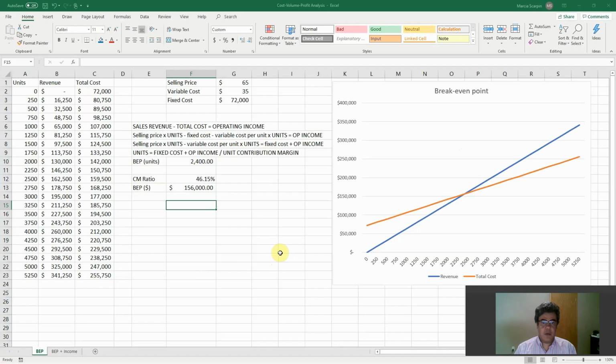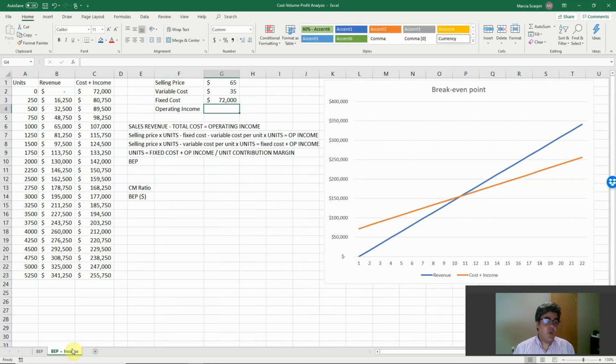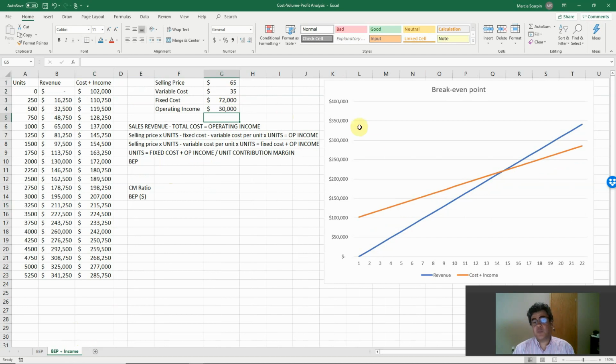However, we have a problem here. Usually, I don't want a company where I will not only lose money, I want profit. What happens if we want a profit? So the same formula here. However, here we have the cost plus income. So we will add this operating income, for instance, $30,000. Wow, then we need to sell more.